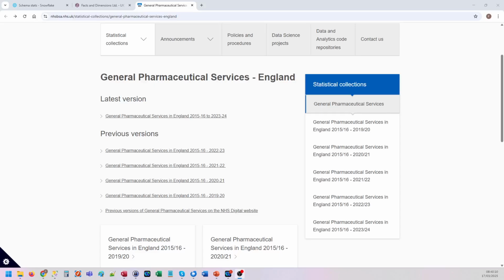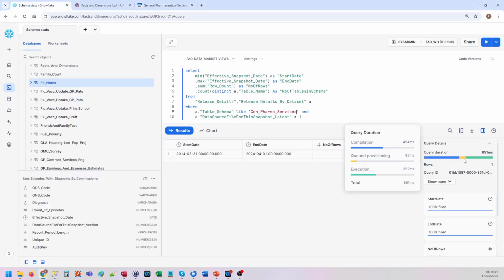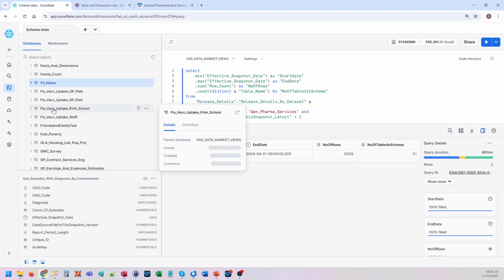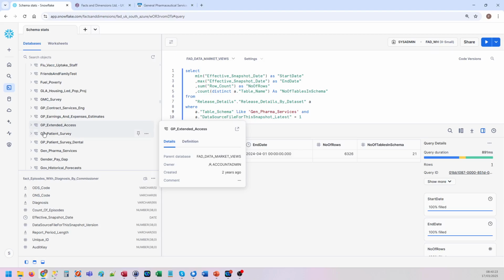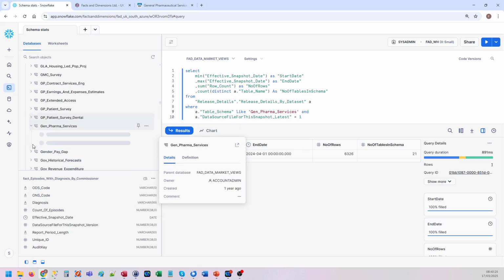This one is covering general pharmaceutical services in England. So we've got 21 tables, 6,000 rows, data going back to March 2014. Let's have a look what we have in the tables. So it's Gen Pharma Services, here we go.